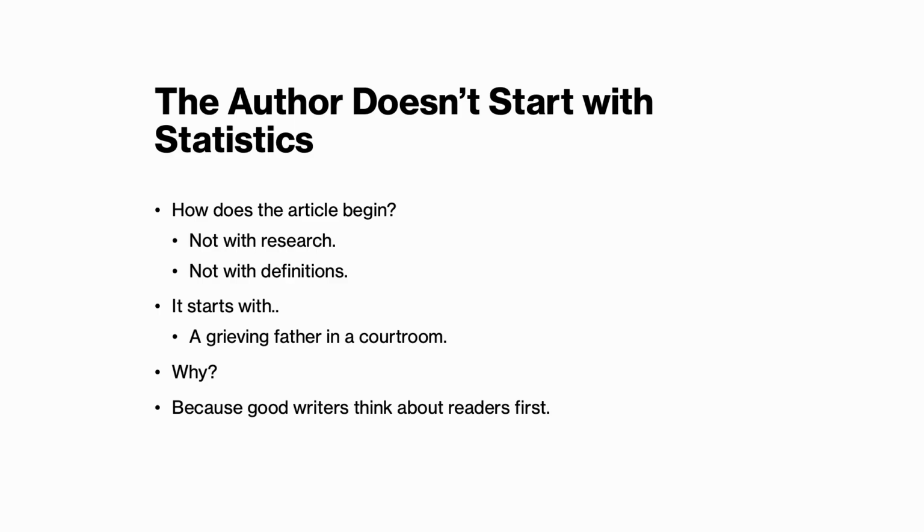Fatal Distraction does not start with statistics. It doesn't start with definitions. It doesn't start with research. Instead, it starts with a grieving father in the courtroom. So why does Weingarten do this? He does this because good writers think about readers first. He put himself in the shoes of a reader, and immediately when we see this grieving father, we have a sense of compassion, and that sense of compassion leads us to want to understand how this happened.